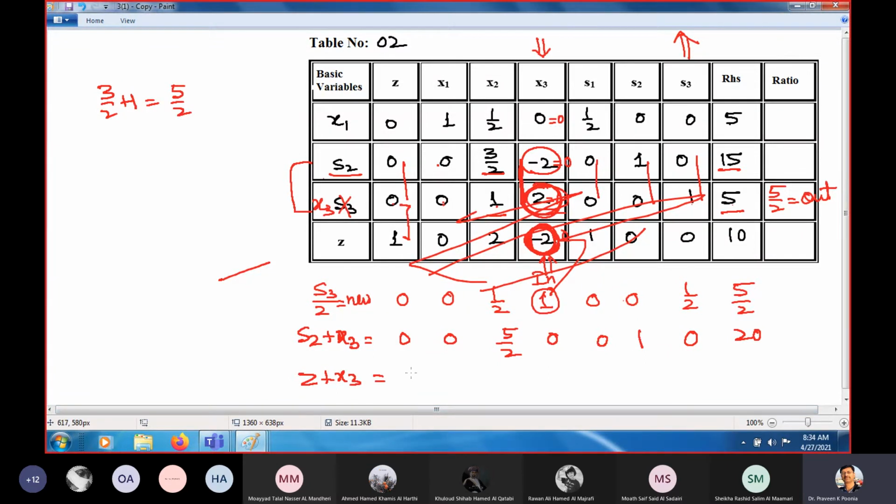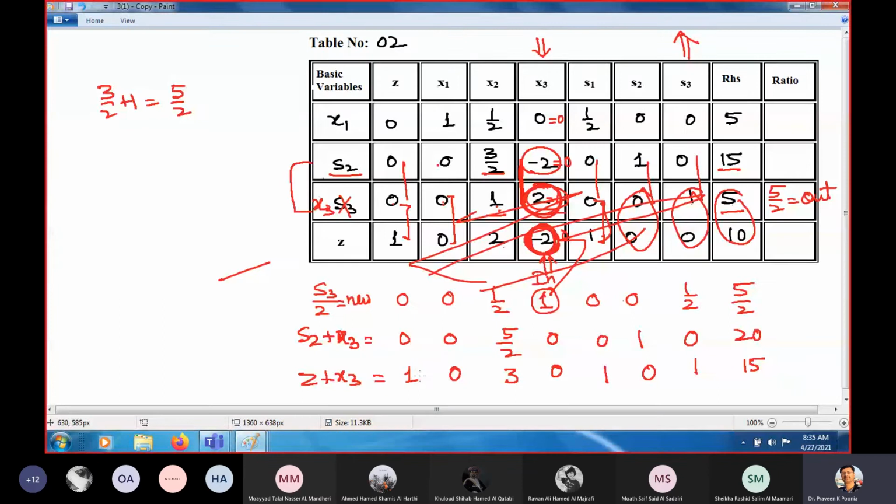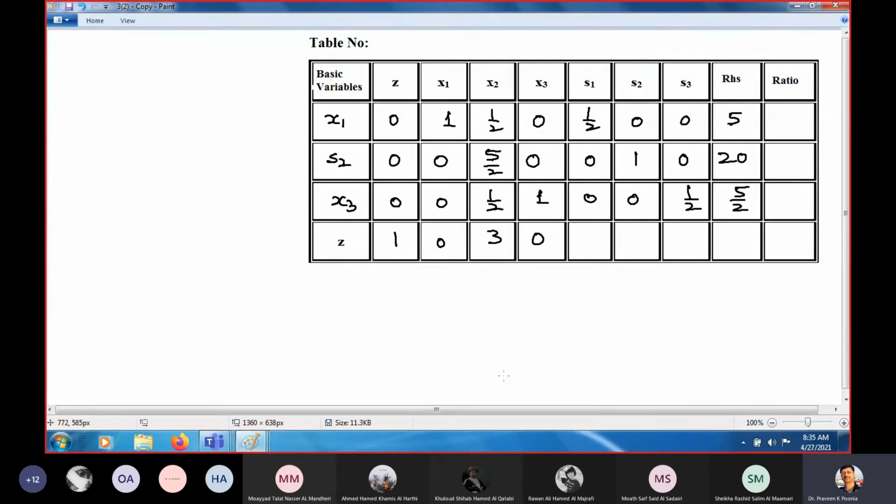0 plus 1, it is 1. 0 plus 0, it is 0. 1 plus 2, it is 3. Minus 2 plus 2, 0. 0 plus 1 is 1. 0 plus 0, it is 0. 1 plus 0, it is 1. And 5 plus 10, it is 15. So 1 0 3 0, 3 0 and 1 0 1 5 15.